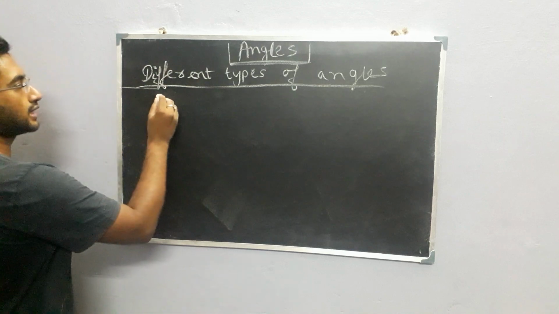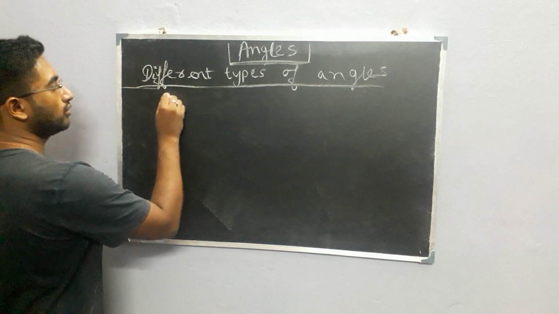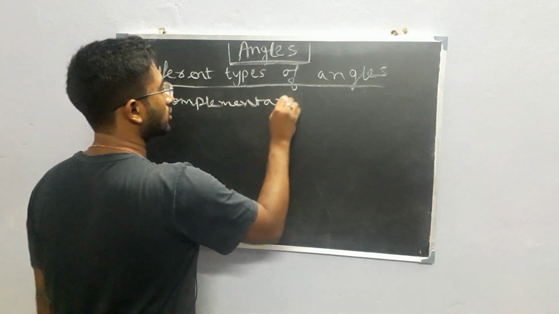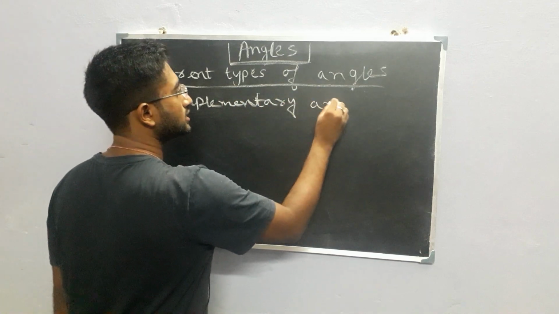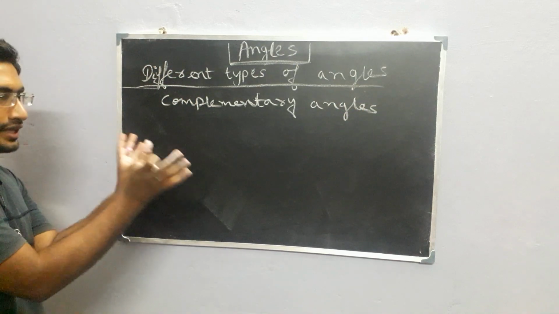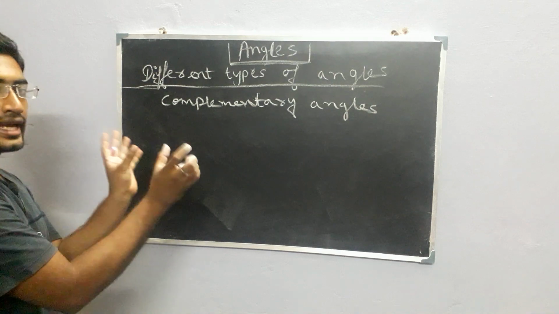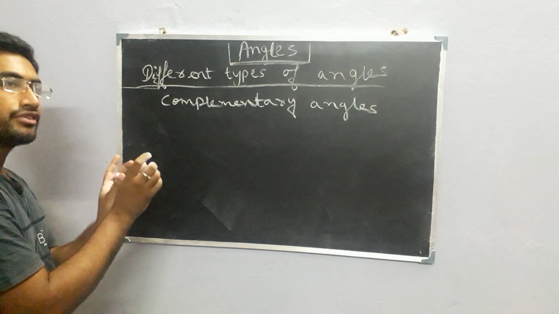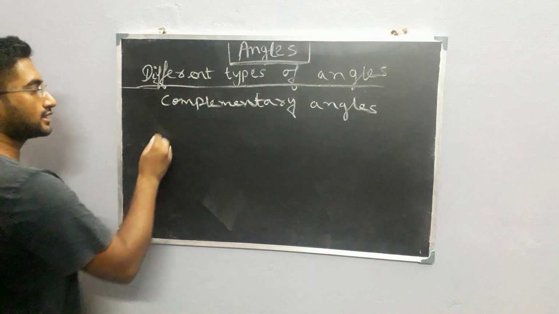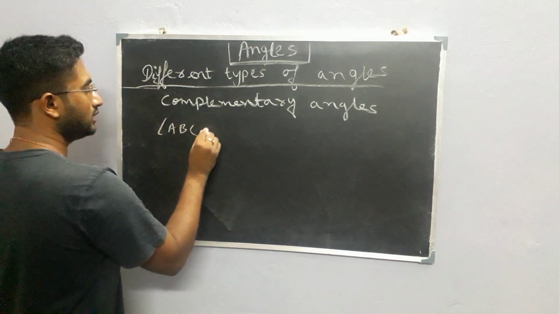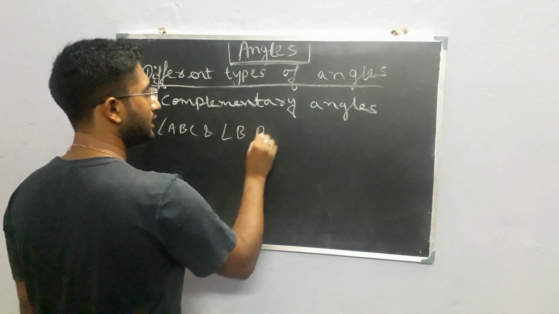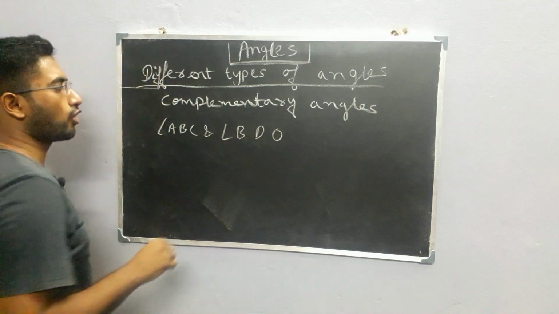Now the two angles that are left are complementary angles. What do you understand by complementary angles? Two given angles are complementary angles if their sum gives us 90 degrees. For example, if someone tells us angle ABC and angle BDO, these two angles are complement to each other.